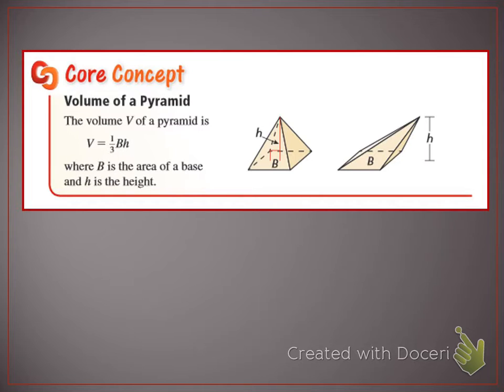Perfect. So, a pyramid is how much of a prism? It is 1/3.